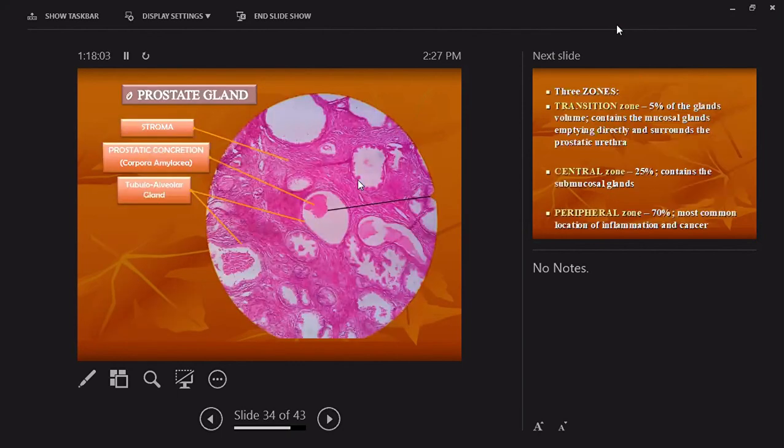Okay, here is your prostate gland. You have your stroma, and then prostatic concretions, there you are, corpora amylacea. Don't confuse this with your thyroid. And then you have your tubuloalveolar gland. These are the features that you should know, especially in the practical. That prostatic concretion, corpora amylacea, might be given.